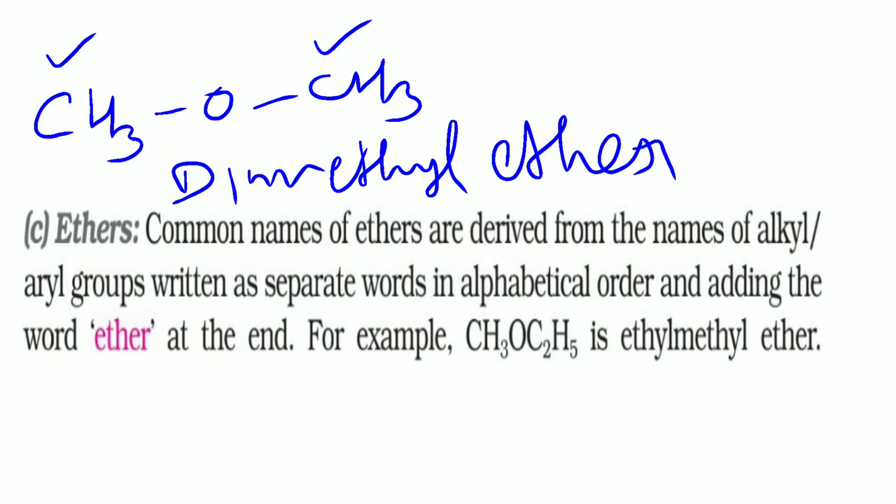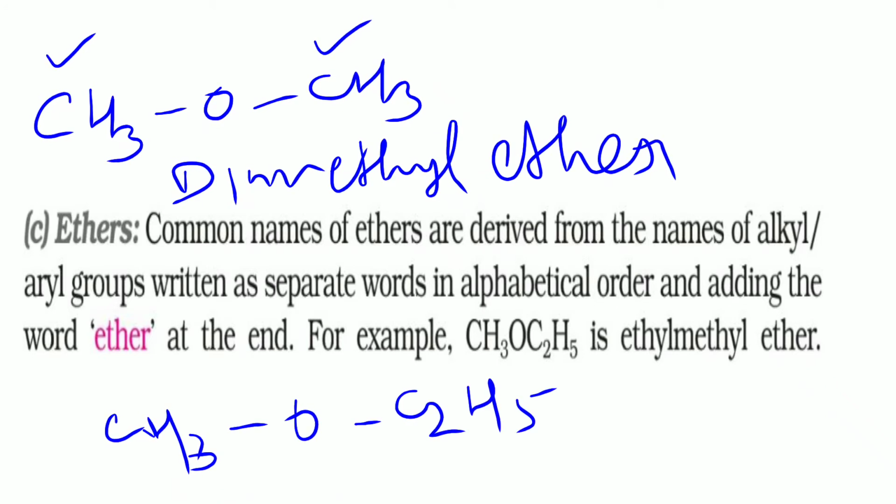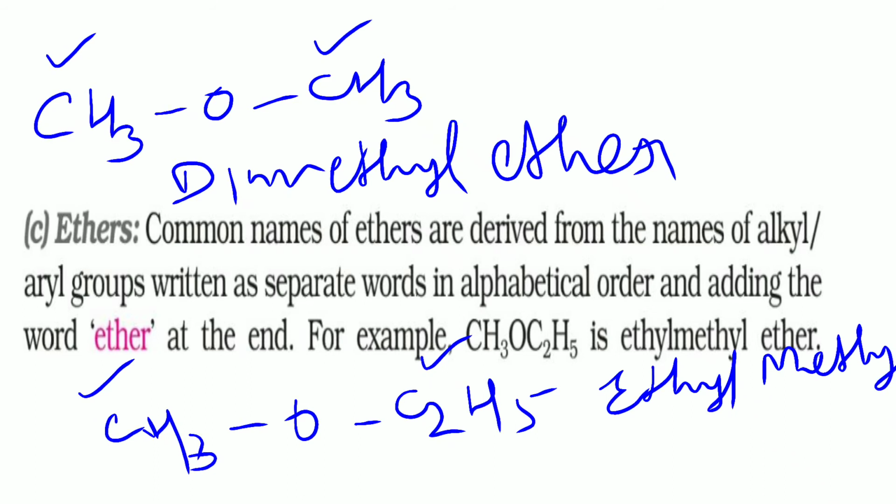If suppose CH3OC2H5 is there, then it is methyl and it is ethyl. So its name is ethyl methyl ether. These are their common names.